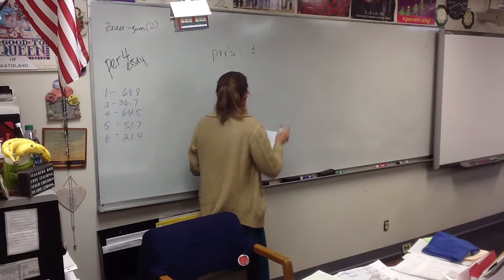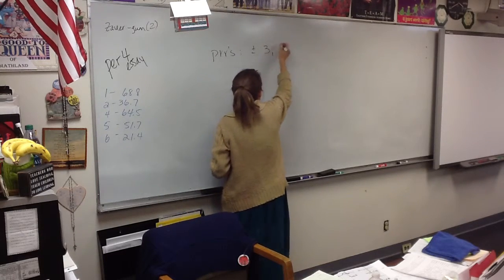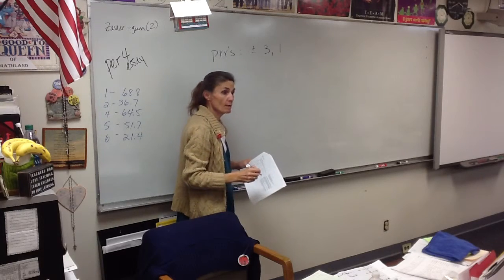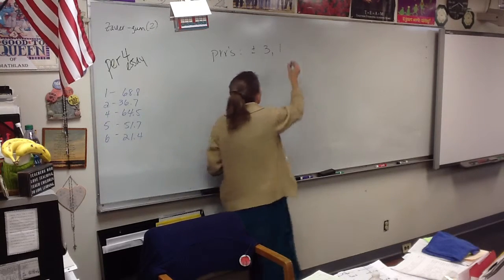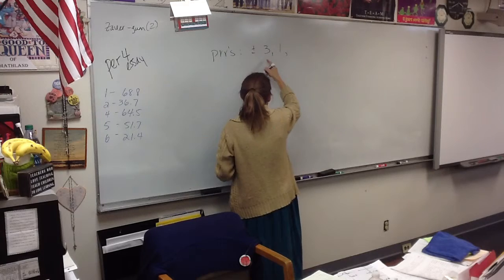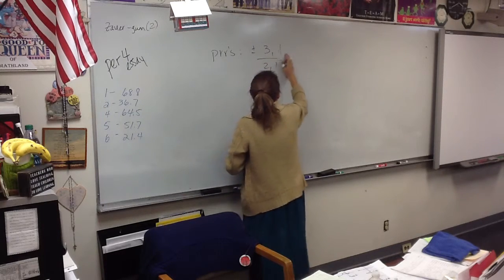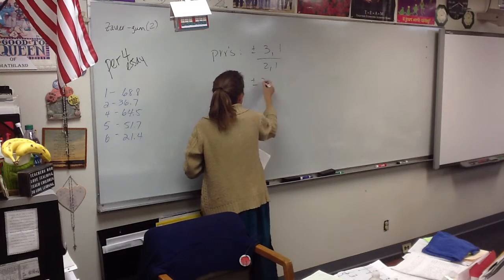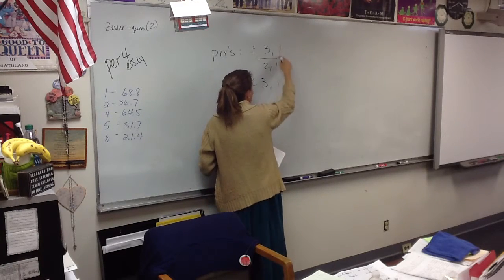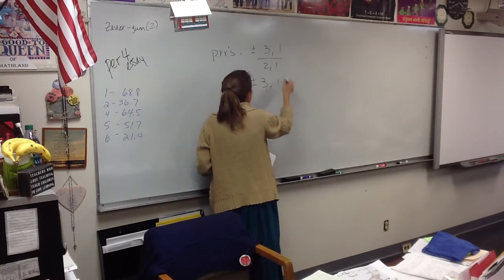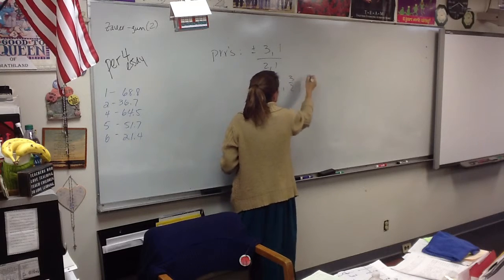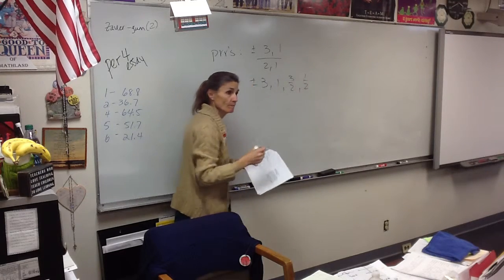3, 1, and 1. Factors of 3. 3 and 1. Actually, it would be the factors of 3 over the factors of 2. So the list would be 3 over 1, 1 over 1, and then 3 over 2 and 1 over 2.